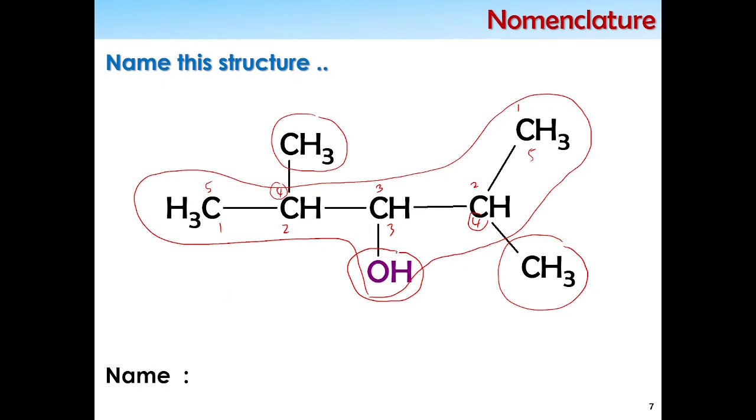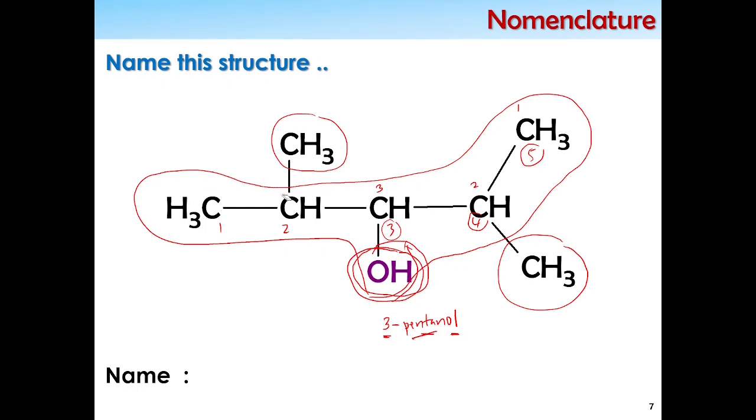The hydroxy group for this alcohol is attached at carbon number 3, and the longest chain is 5. So 5 is pentane, and since this is an alcohol, it will be pentanol, with the hydroxy group attached to carbon number 3, so it will be 3-pentanol. 3 because the OH is attached to carbon number 3, pent because it is 5 carbon atoms, and ol because it is alcohol. For the substituents, we are going to use this numbering.